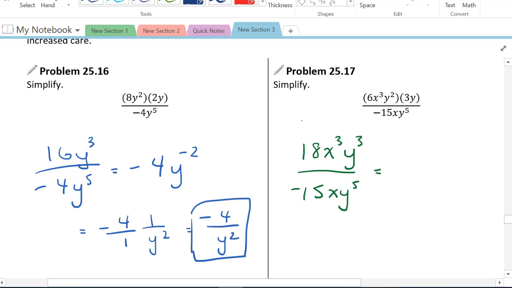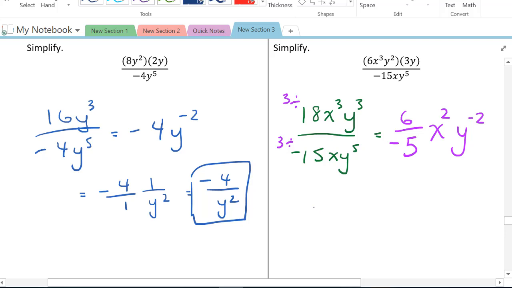Okay, so what do I do now? 15 does not go into 18, so all I can do is reduce. So let's reduce. What do I reduce by? What number goes into 18 and 15? 3. So I divide top and bottom by 3. So what does that reduce to? That's going to reduce to 6 over negative 5. Okay, but I'll put the negative on top later. And then I do the x's, so that'd be 3 minus 1, right? So that's going to give me a 2, right? 3 minus 1. And then 3 minus 5 is a negative 2.